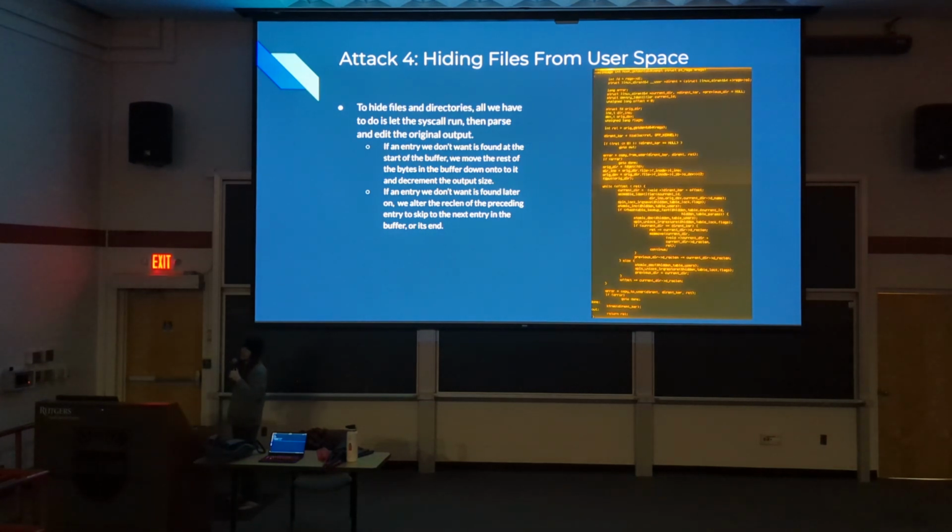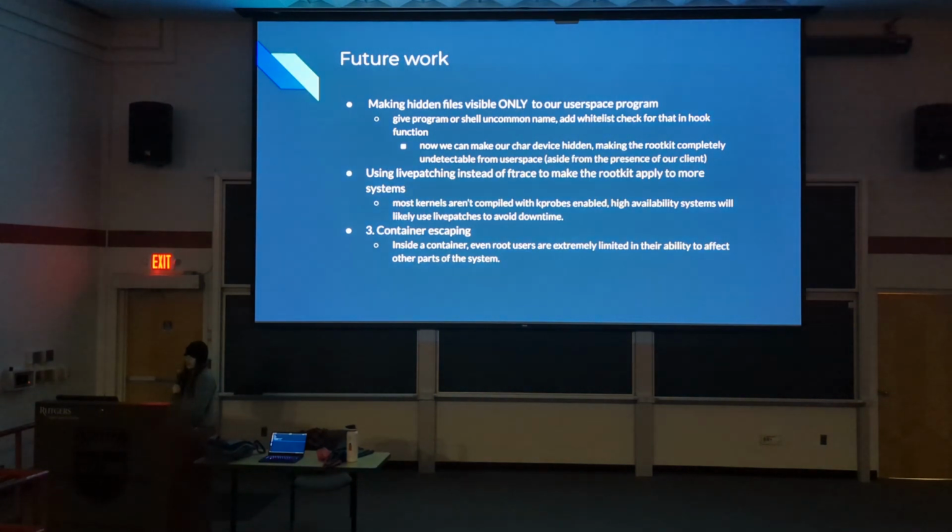Now, to hide files and directories, all we have to do is let the original syscall run using the same ftrace method we used last time. Then we parse and edit the original output, once again, just like last time. If an entry we don't want is found at the start of the buffer, we move the rest of the bytes in the buffer down onto it and decrement the output size. If an entry we don't want is found later on, we alter the reclen of the preceding entry to skip to the next entry in the buffer or its end. And that's it for all four of those methods.